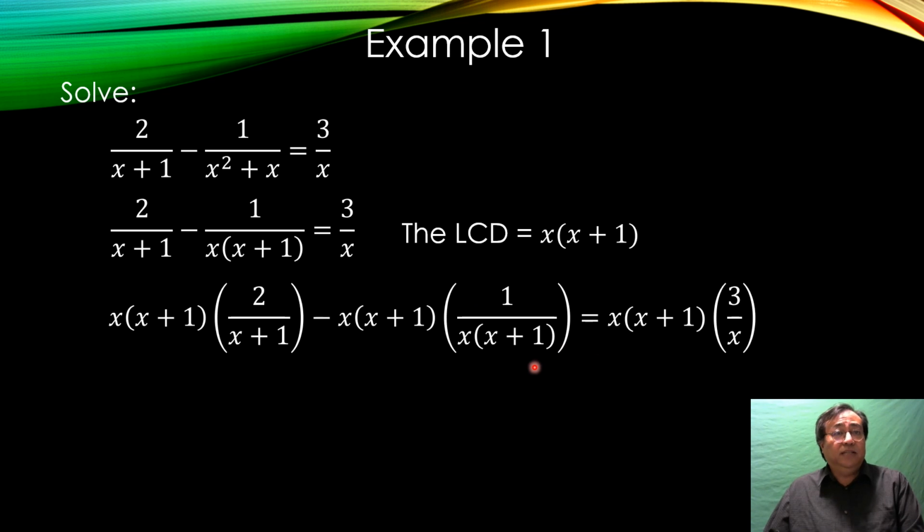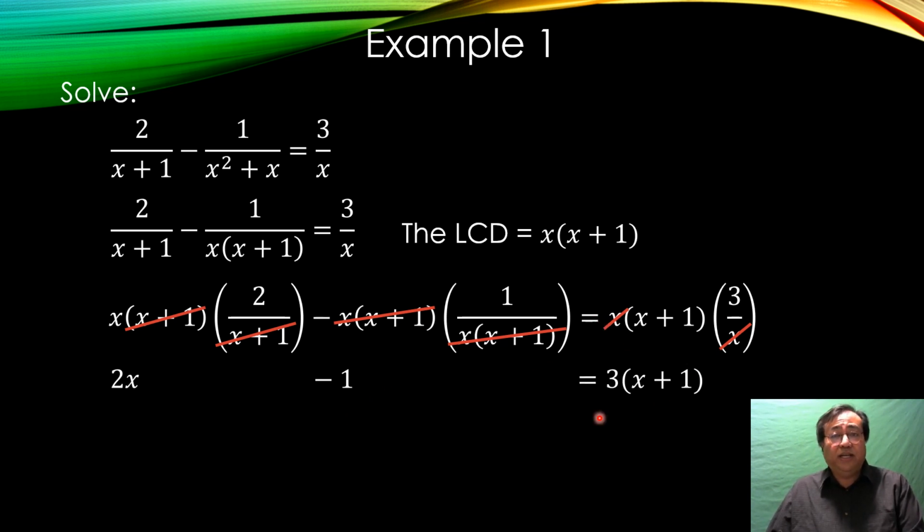Alright, so what we do is multiply each term by the least common denominator. So we multiply 2 over x plus 1 times that LCD, the 1 times x plus 1, and 3 over x times the LCD. When we multiply that, we really want to cancel first, or reduce the fractions. So here the x plus 1 is reduced, leaving me just 2 times x, or just 2x. And here, the entire denominator reduces, so we just have the minus 1. And here, only the x reduces, leaving me 3 times x plus 1. So it equals 3 times x plus 1.